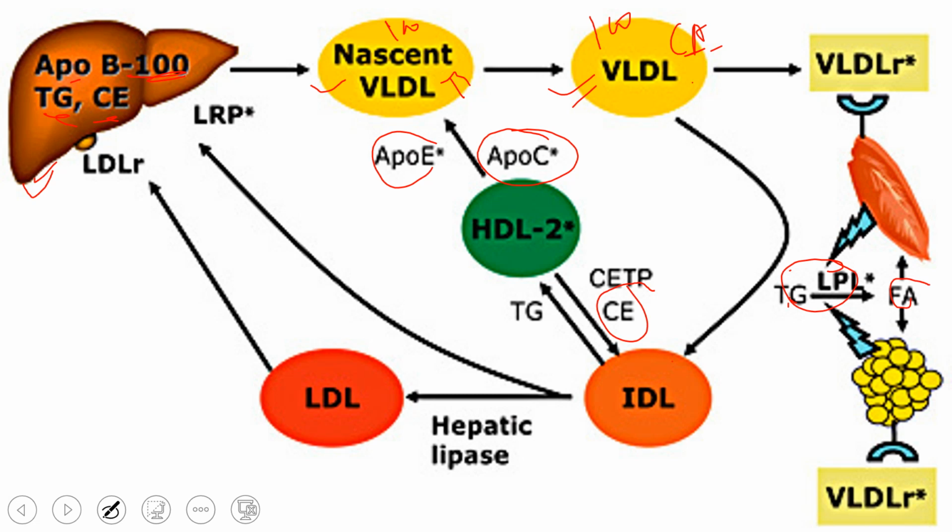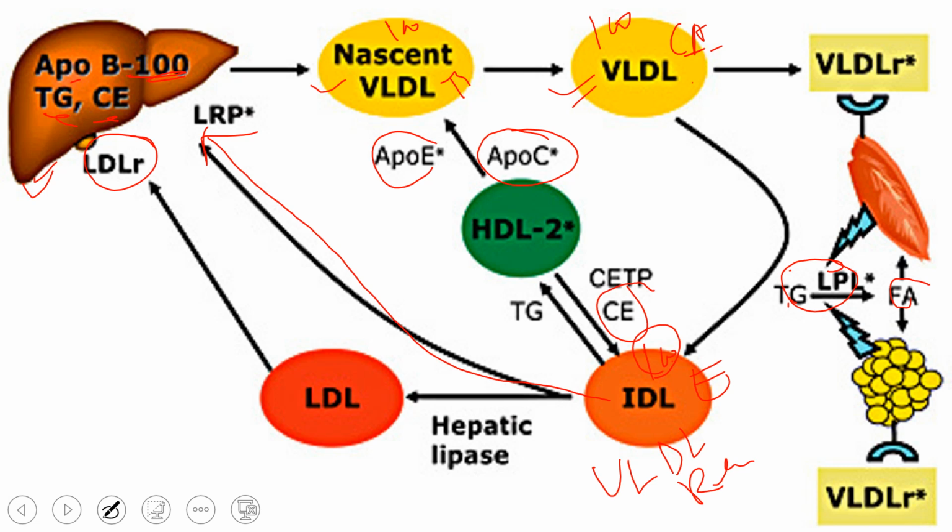So this is converted into IDL. This IDL is also called VLDL remnant, like the chylomicron remnant we had. Now this IDL has two options because it has B100 and it has E. So this B100 is going to work as a ligand for the LDL receptor. It goes to the liver and is reprocessed, or it will go back and convert into LDL.